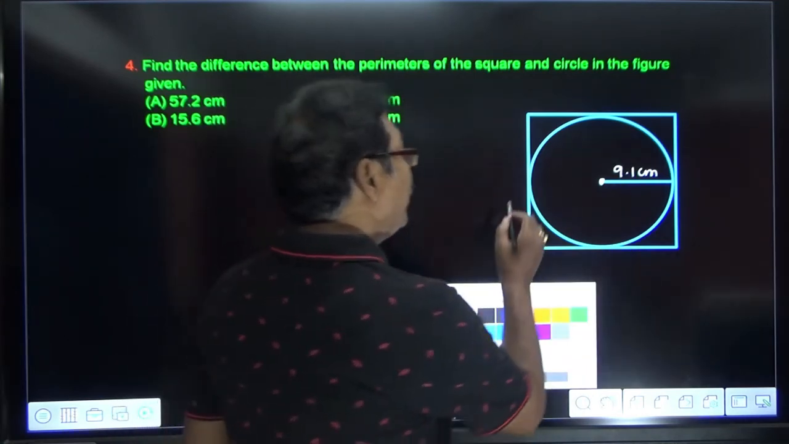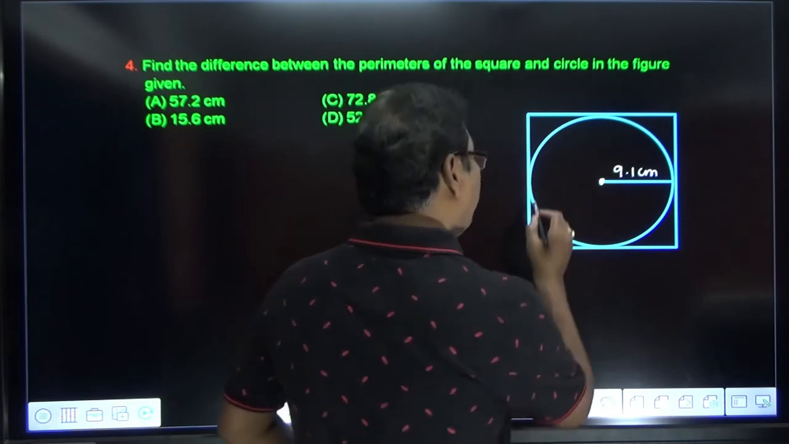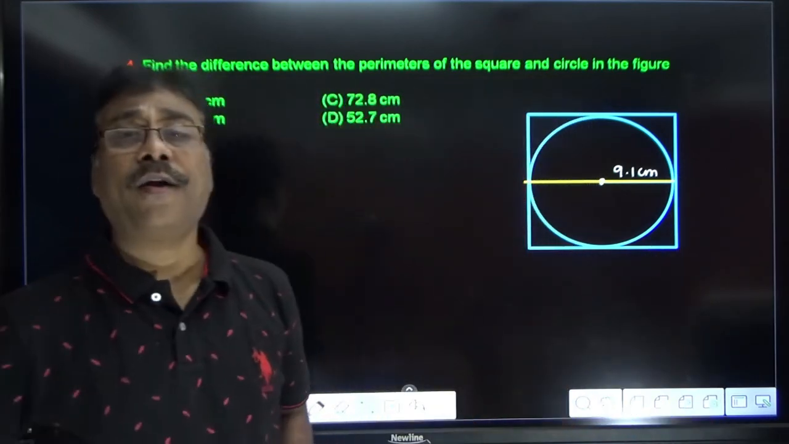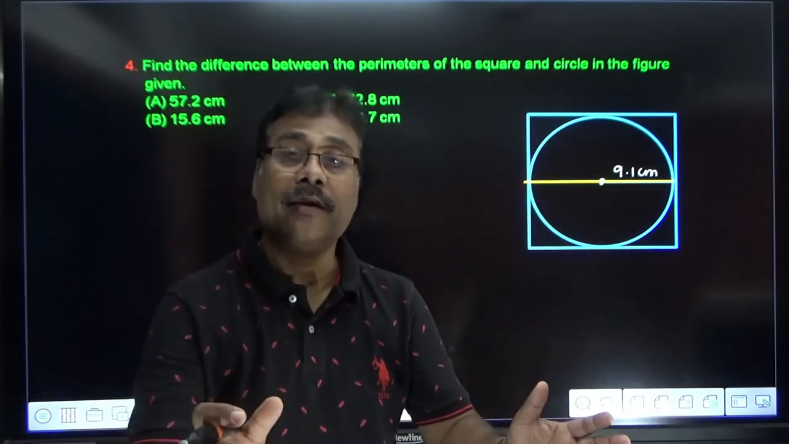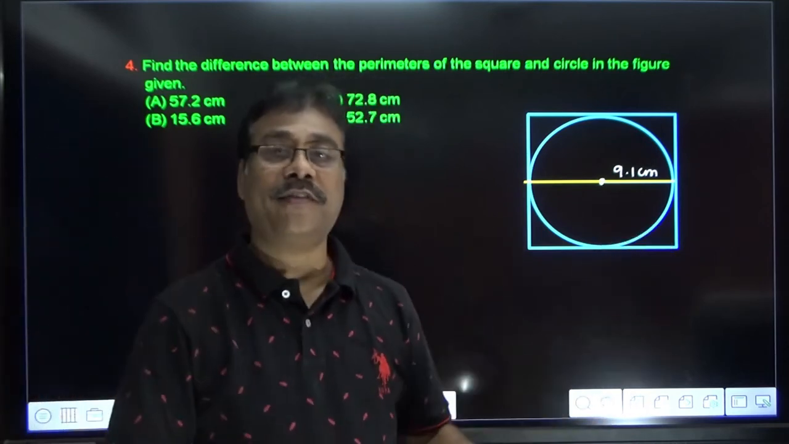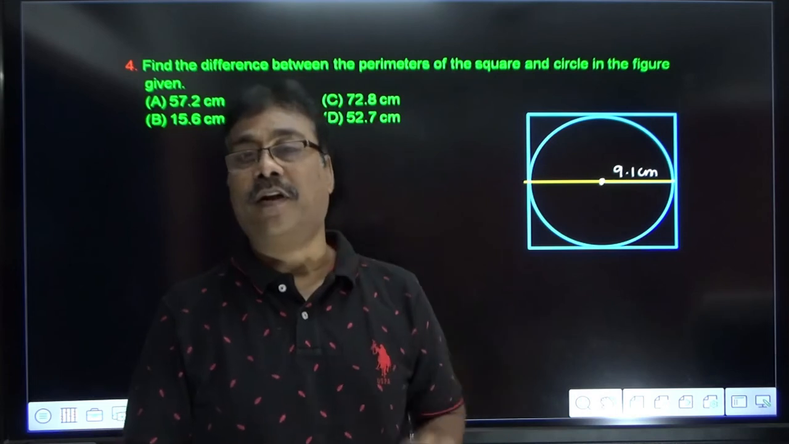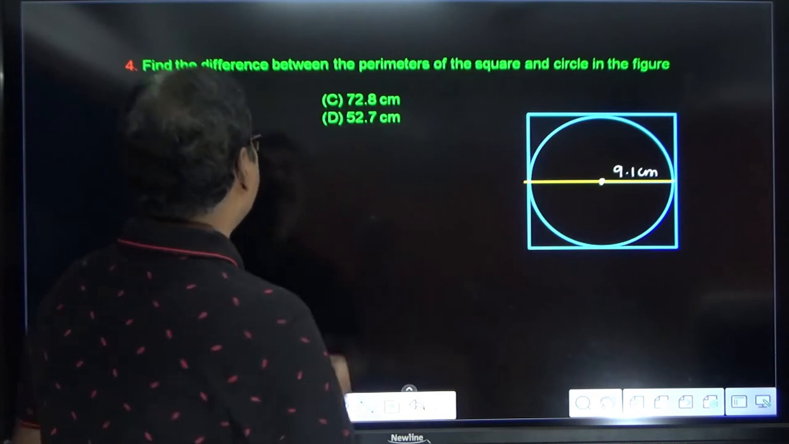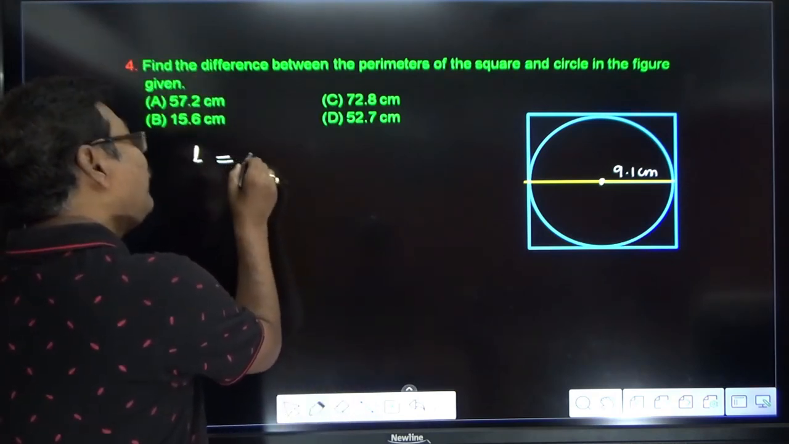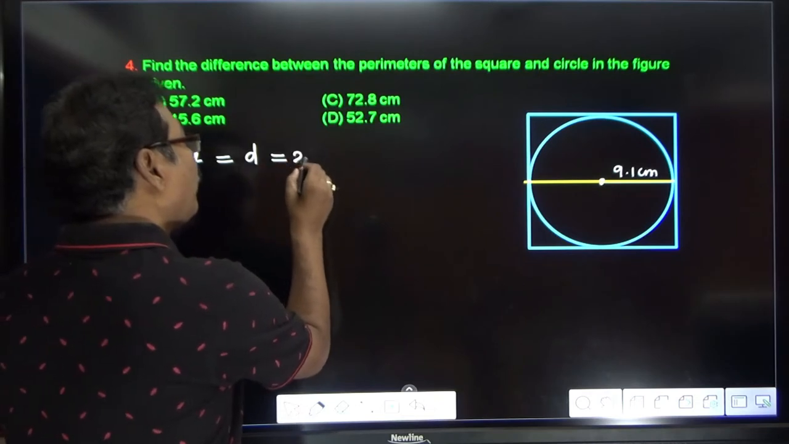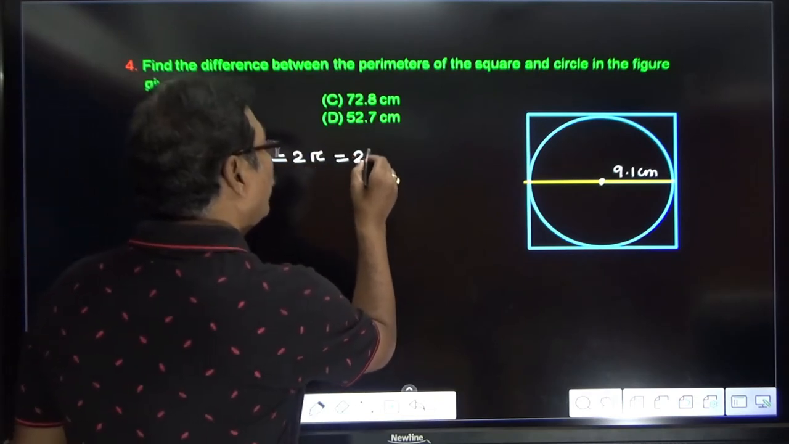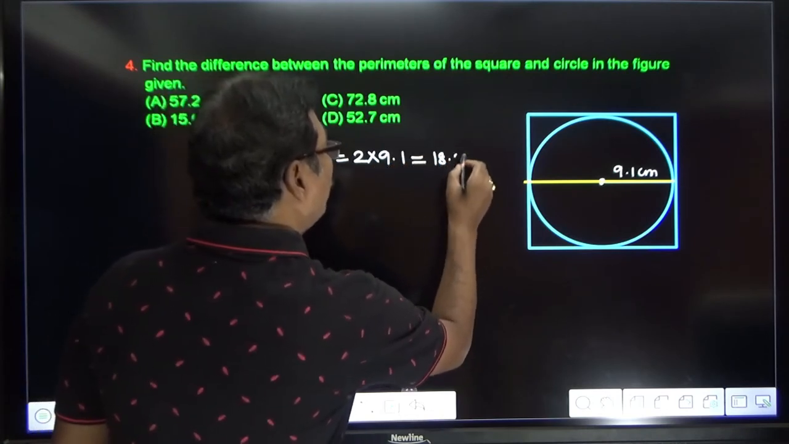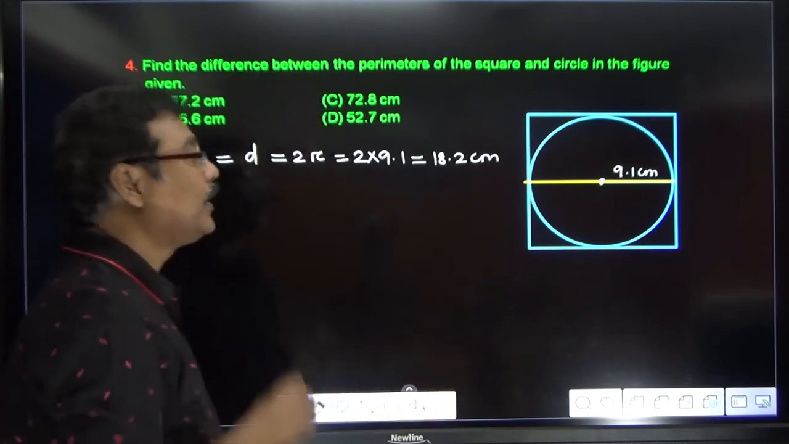Try to understand. If I join this to this, this is nothing but the side of the square, which is the diameter of the circle. Means diameter of the circle is the side of the square. And I can find out diameter of the circle very easily. Side of the square L is equal to diameter of circle. Diameter of the circle is 2R. So that is equal to 2 into 9.1, that is equal to 18.2 centimeter. All of you got it now?